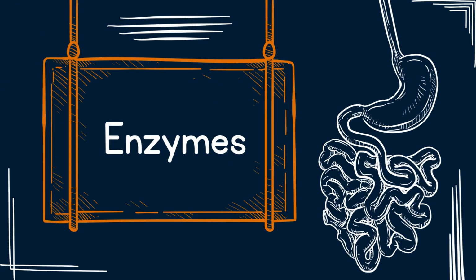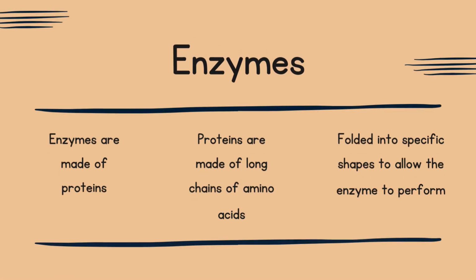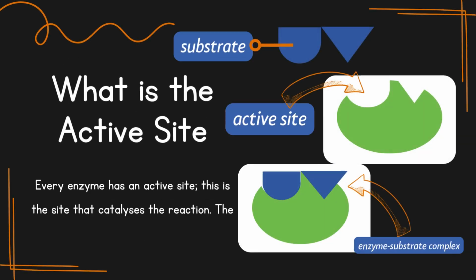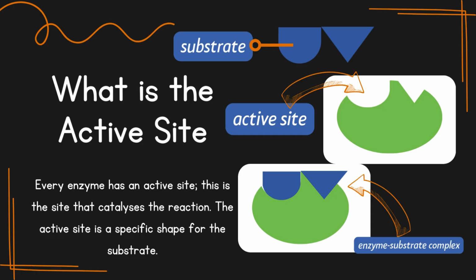Enzymes are made of proteins, and proteins are made of long chains of amino acids, and these get folded into specific shapes to allow the enzyme to perform its role within the cell. Every enzyme has this very specific active site. This is the site that catalyzes the reaction. The active site has that specific shape for each substrate.